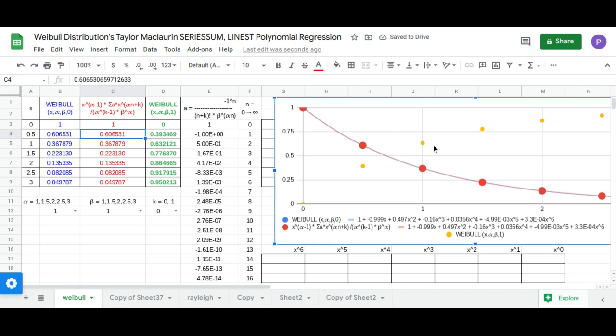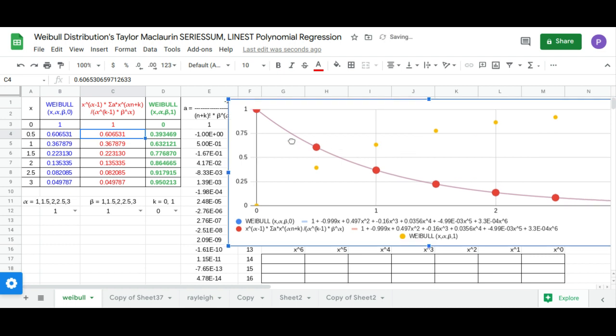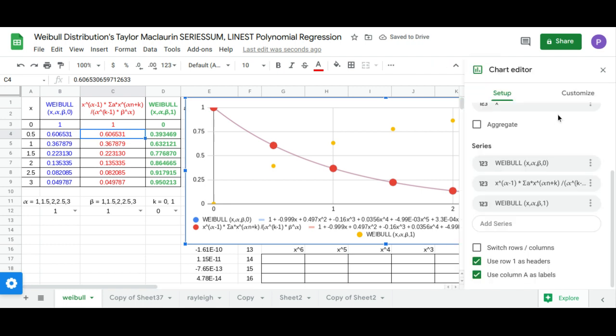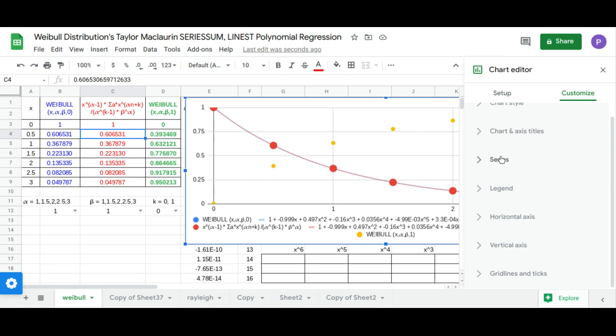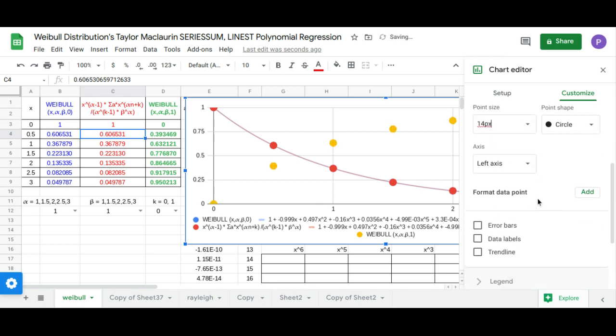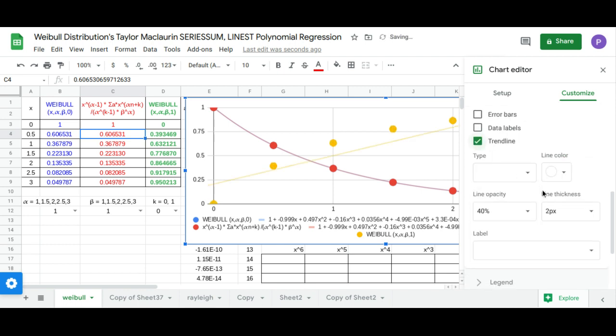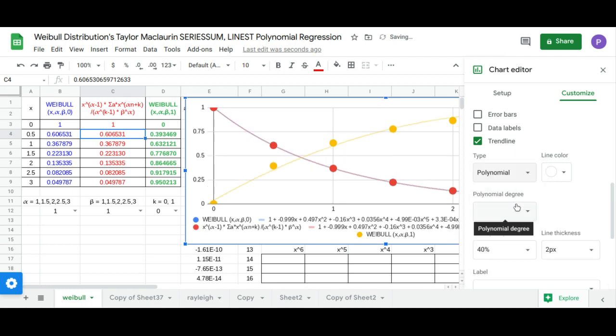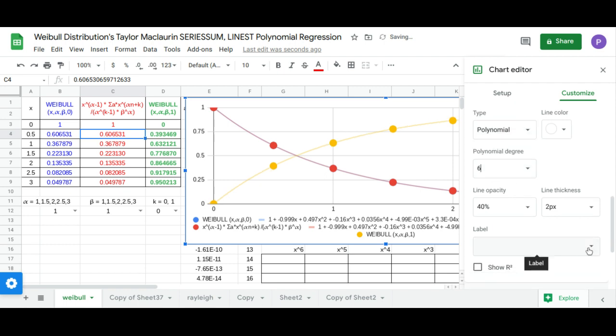And we will modify our chart to show the equation. Edit chart. Customize. Series. Point size: maximum. Trend line: polynomial to the 6th degree. For the label, use the equation.